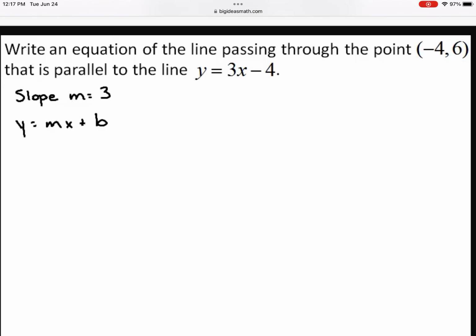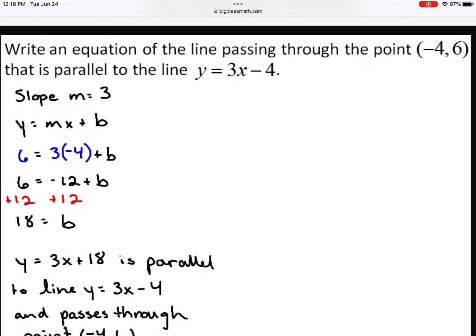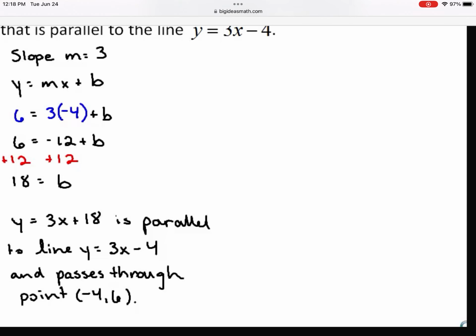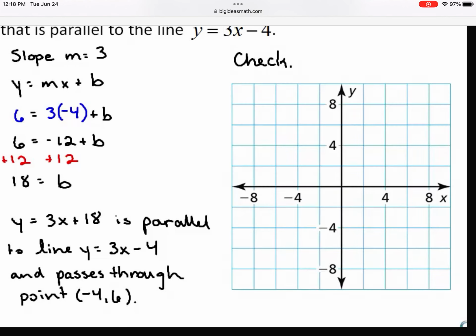Plugging in the point -4, 6 and slope 3 gives 6 equals 3 times -4 plus b. Simplifying gives 6 equals -12 plus b. Adding 12 to each side gives 18 equals b. So y equals 3x plus 18 is parallel to line y equals 3x minus 4 and passes through the point -4, 6. You can check your work by graphing the two lines.